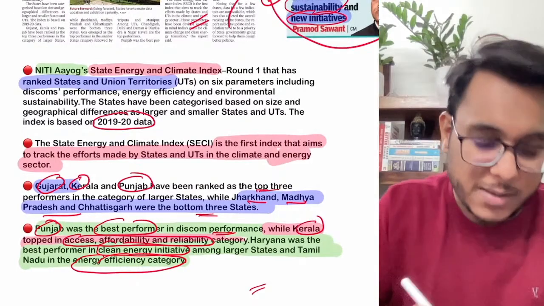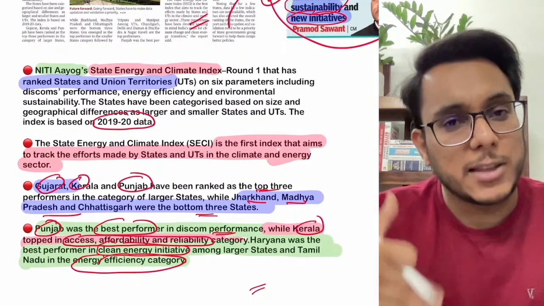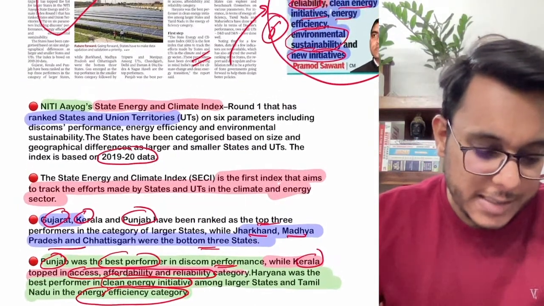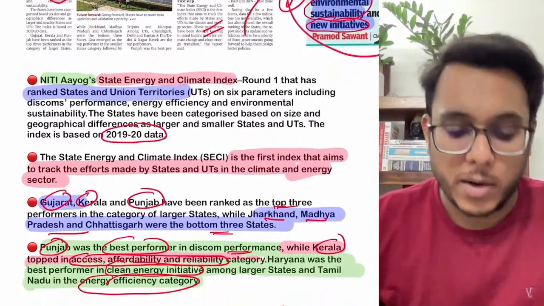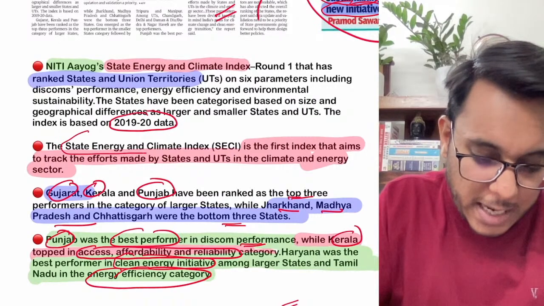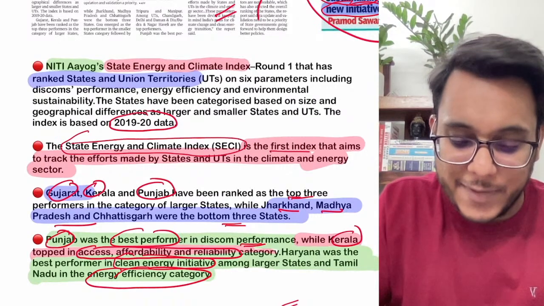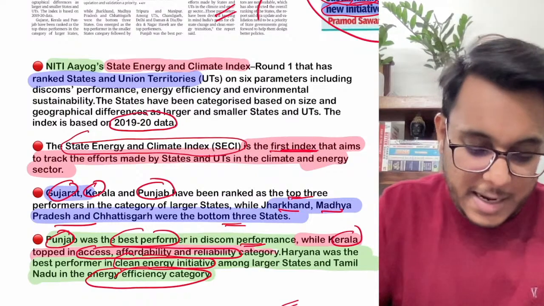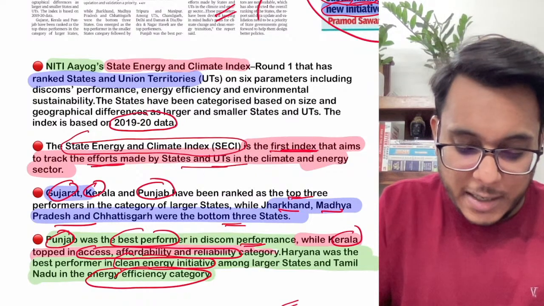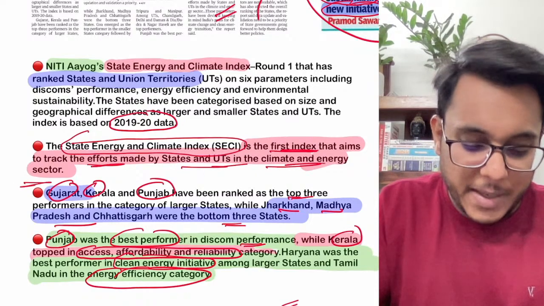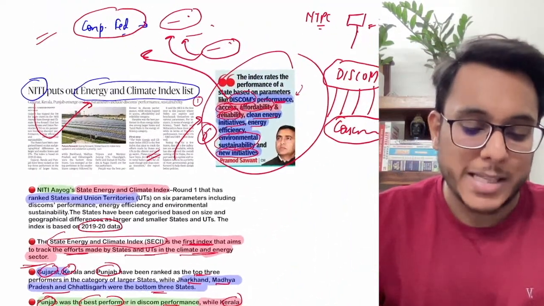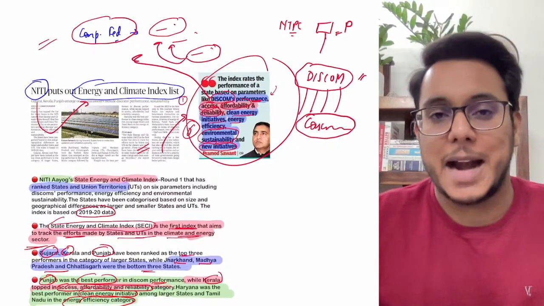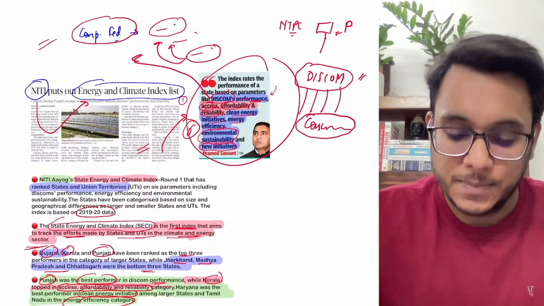Now when we talk about this, moreover for the prelims examination, even the question can be asked that who releases this energy and climate index list. Now one more important thing is that this State Energy and Climate Index that we have just discussed is the first index that tracks the effort made by the states and union territories in the climate and energy sector. So this is the first list that is announced. So that is all, guys, about it. I hope that you have understood it, and now we'll move to the next article.